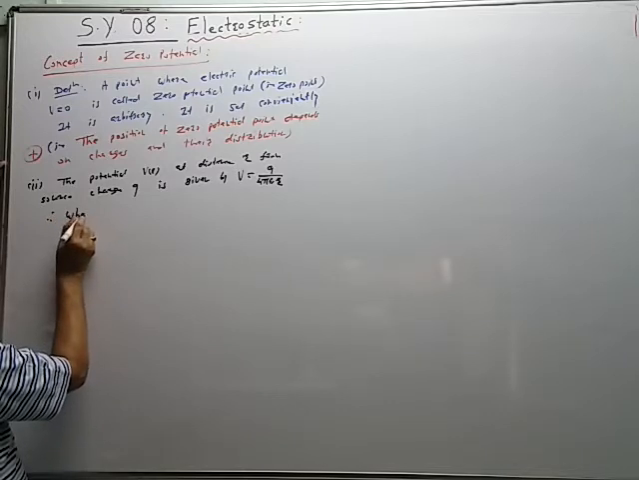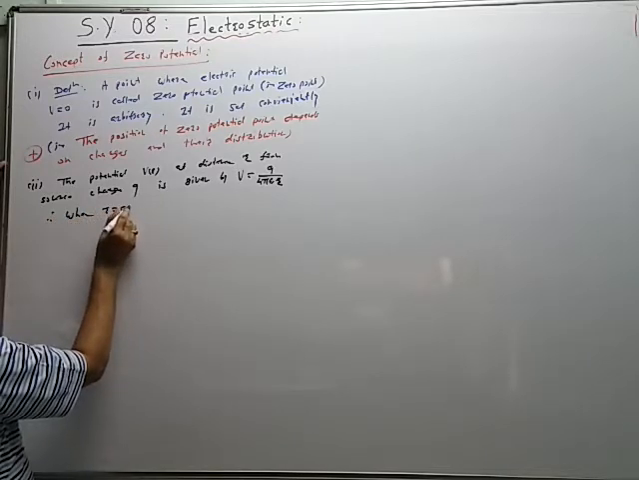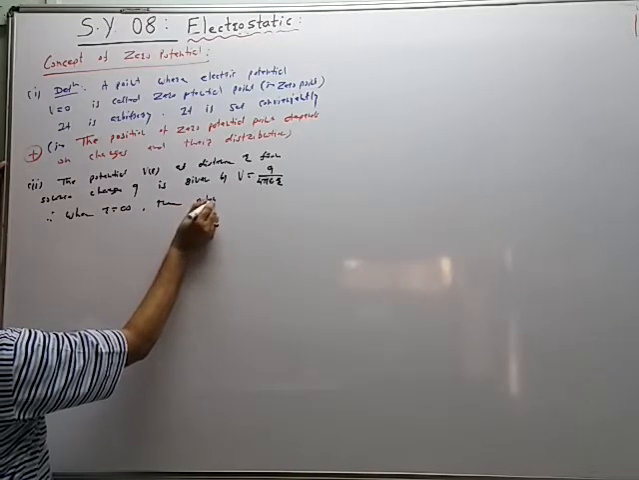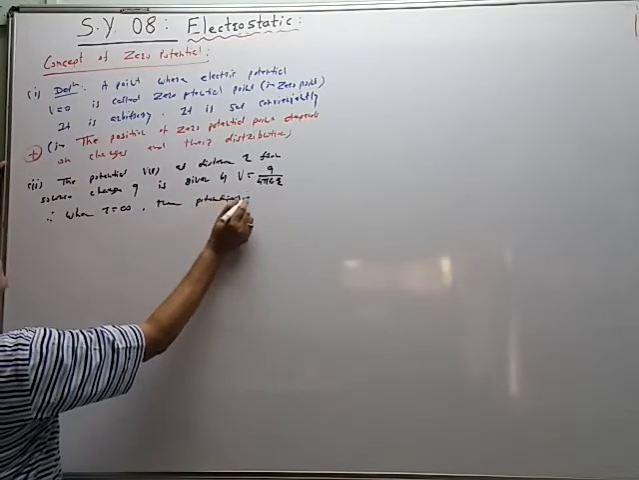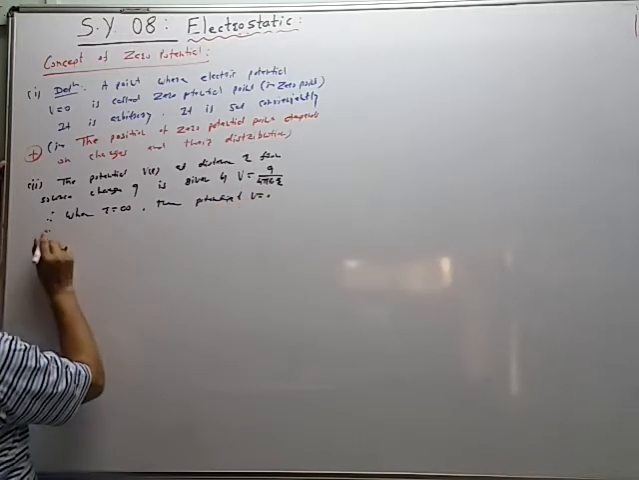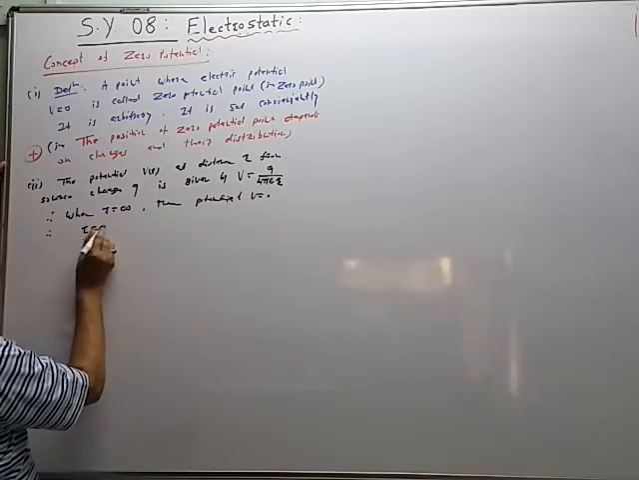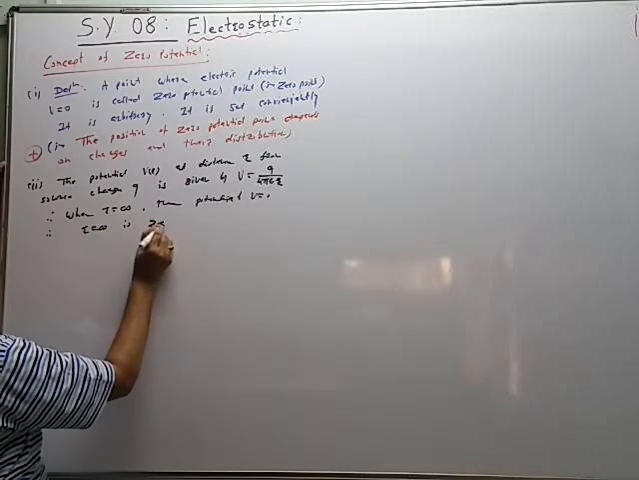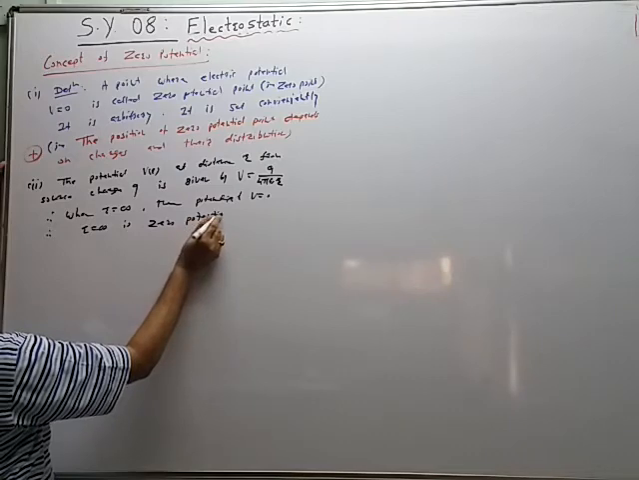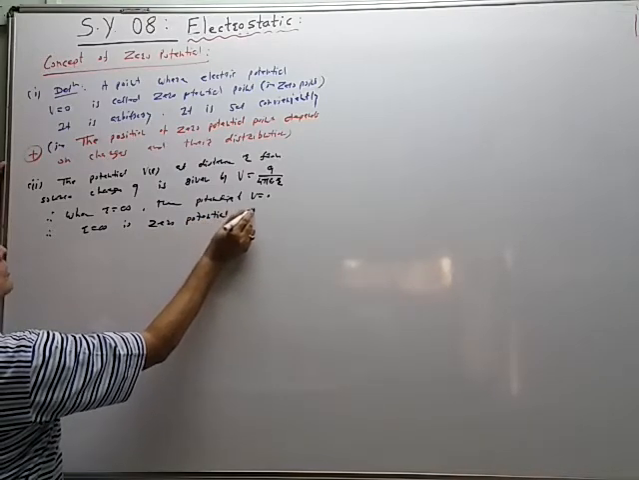Therefore, when r is equal to infinity, then the potential V is equal to zero. Therefore, r is equal to infinity is the zero potential point.